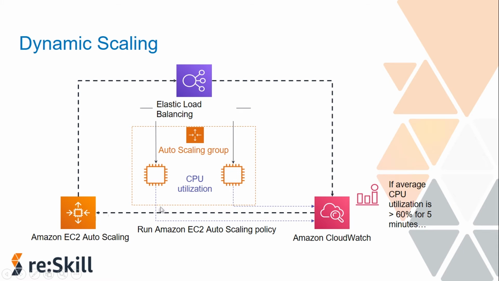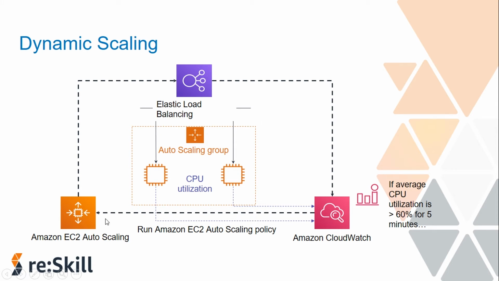Auto scaling, based on the information received by CloudWatch and the policies set up in the auto scaling group, launches more instances. Similarly, if there is no need for that many EC2 instances and CPU utilization is lower, it will decrease the number of EC2s. So that's how all of them work together.